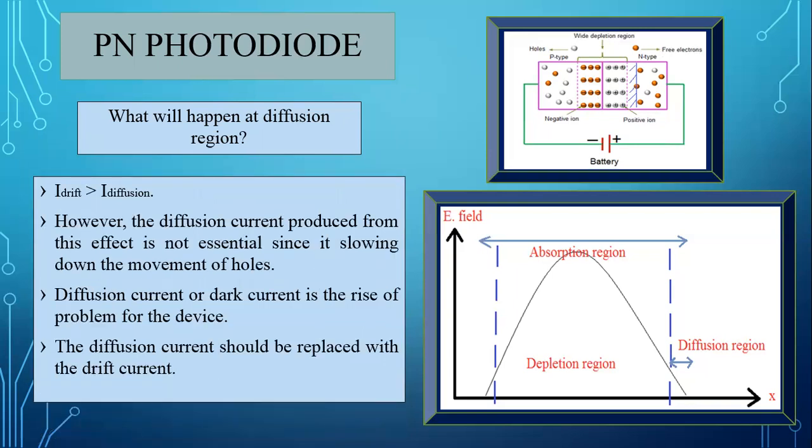In comparison, drift current is much larger than diffusion current. So this causes carriers to tend to move slower at the diffusion region. However, this diffusion current produced from the diffusion effect is not essential, since it slows down the movement of holes. And this is the root of the problem for the device. So we need to replace diffusion current with drift current.